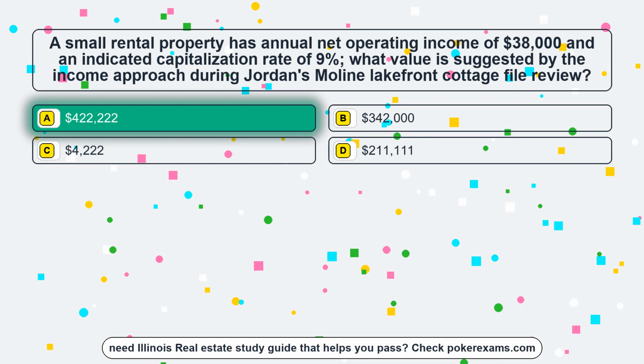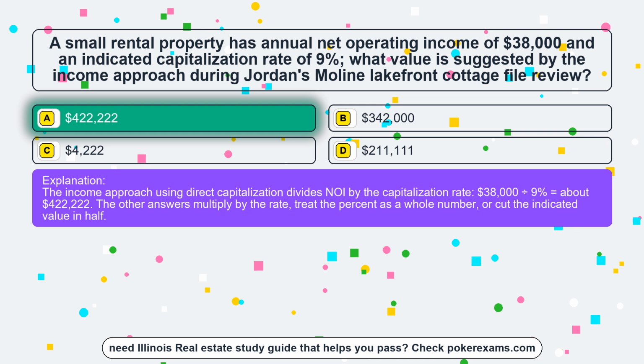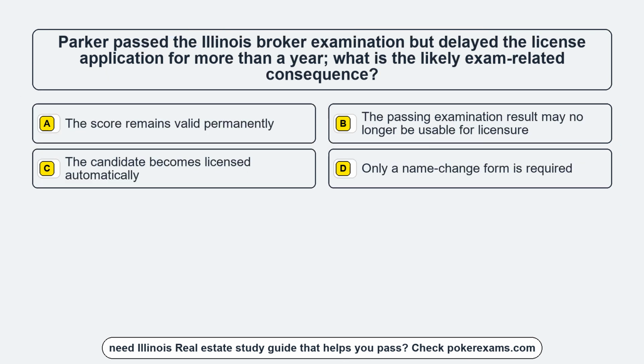The correct answer is option A, $422,222. The income approach using direct capitalization divides NOI by the capitalization rate. $38,000 divided by 9% equals about $422,222. The other answers multiply by the rate, treat the percent as a whole number, or cut the indicated value in half. Question 10. Parker passed the Illinois broker examination but delayed the license application for more than a year.